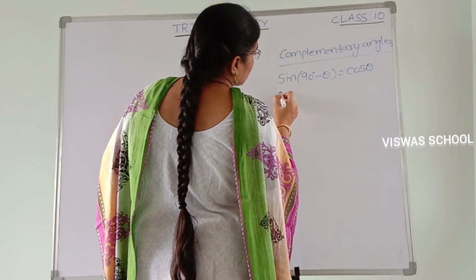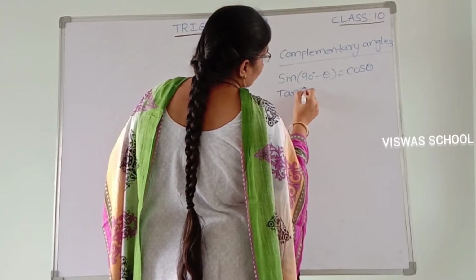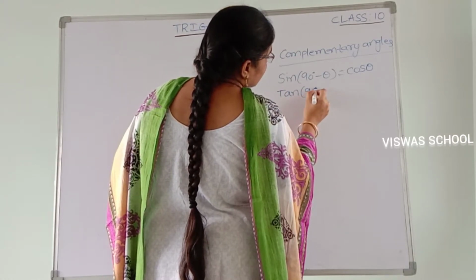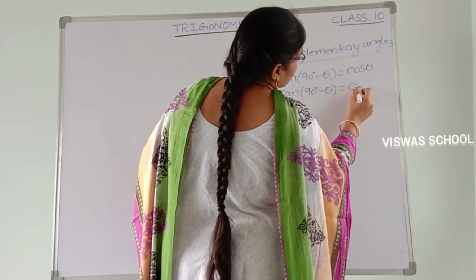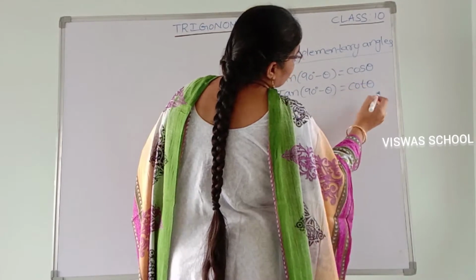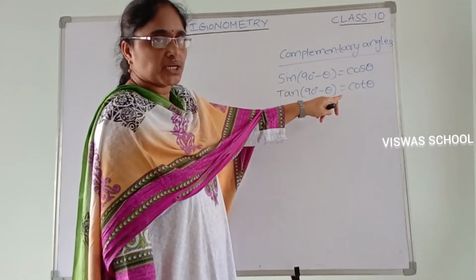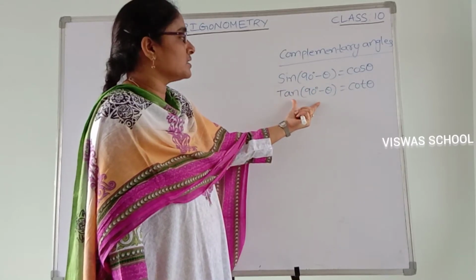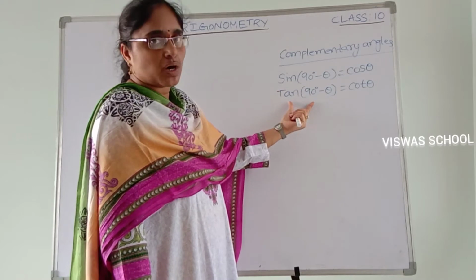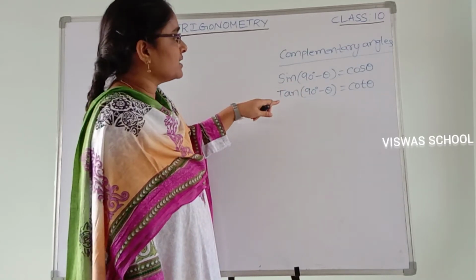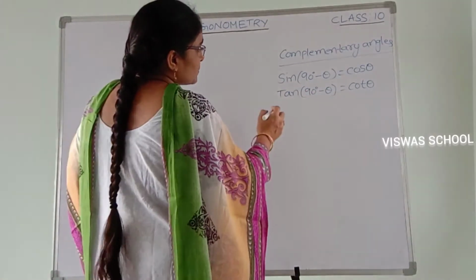Next one is what here? Tan of 90 degrees minus theta is equal to what? Cot theta. Here, once you see tan of 90 minus theta equals cot theta, these two are what? Complementary angles, and also these two are what? Multiplicative inverses, that is, tan is the multiplicative inverse of cot. And next one is what?